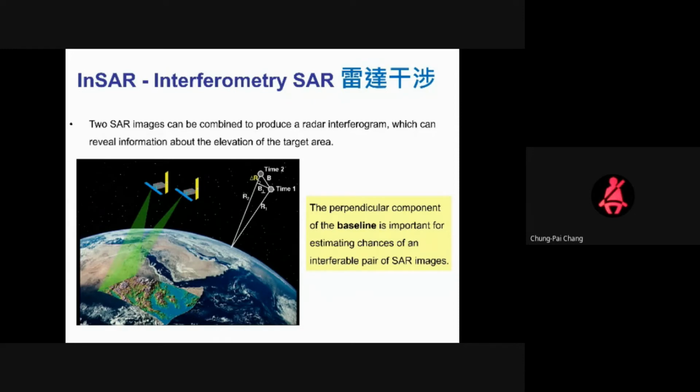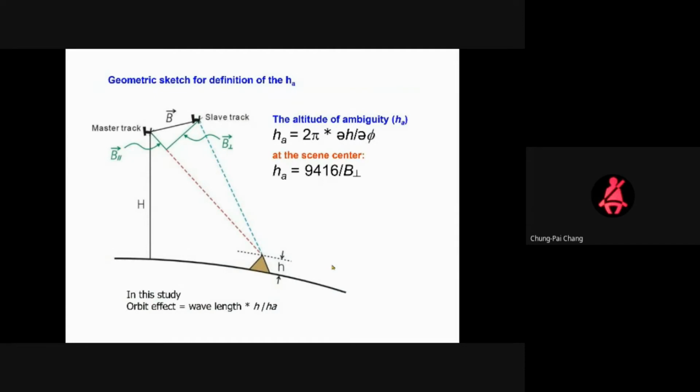So the idea is in SAR, okay, interferometric SAR: the perpendicular component of the baseline is important for estimating the changes of an interferometric pair of SAR images. I don't want to show too many details. I just use this cartoon to show you the most important principle of InSAR.